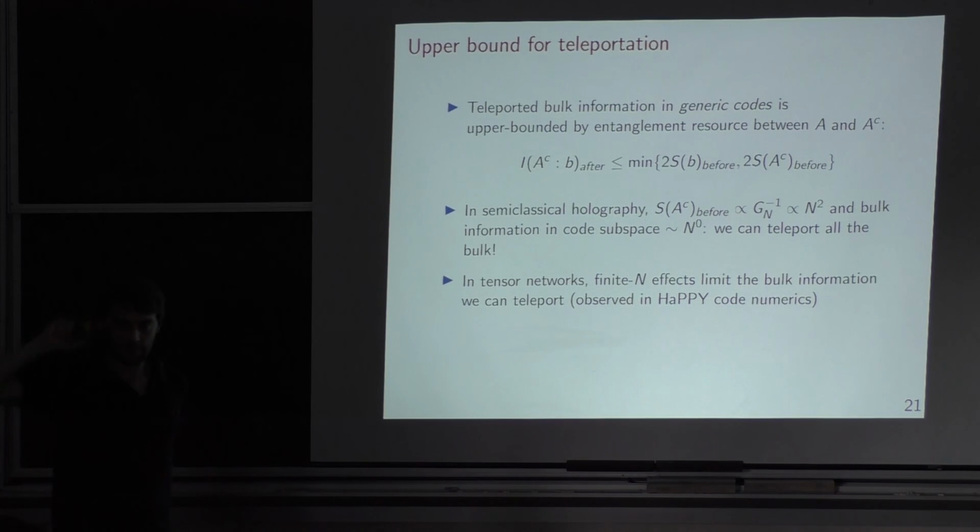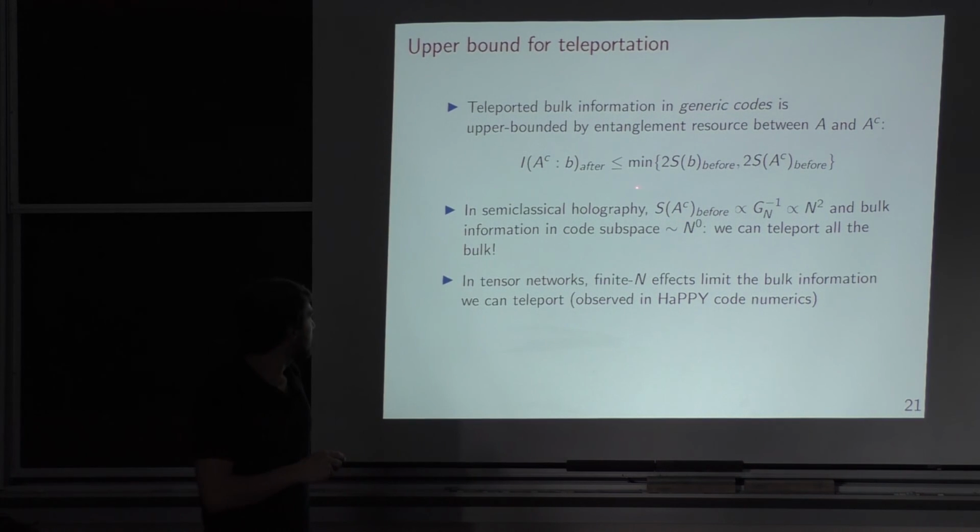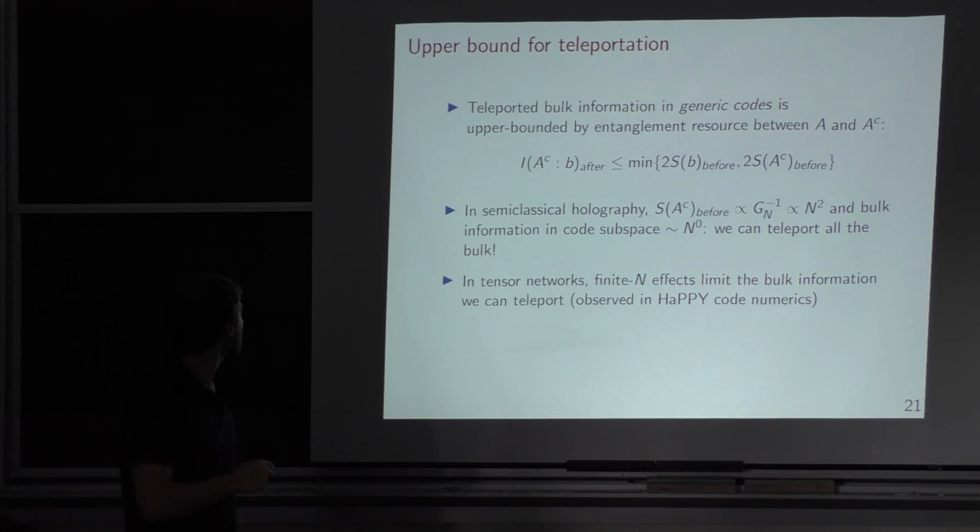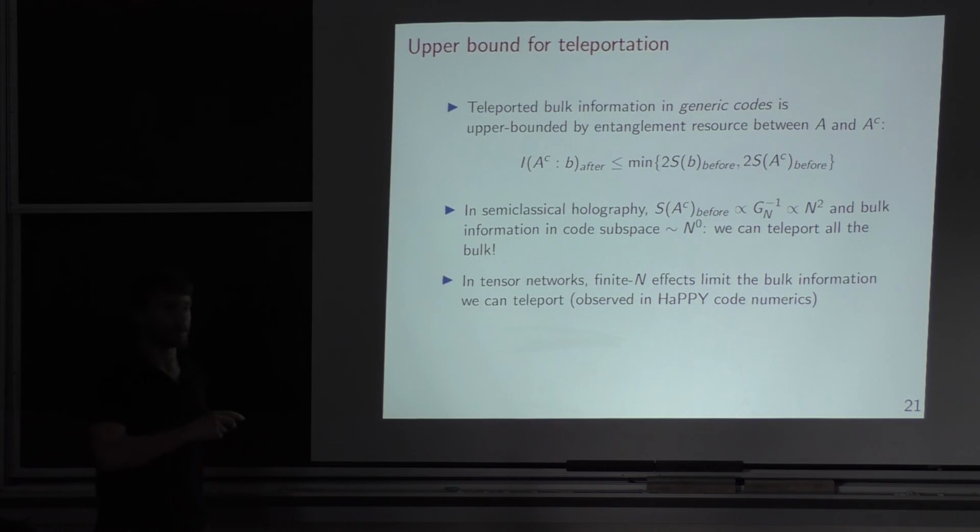But this inequality, should that be a max instead? You're worried that S_AC doesn't scale with n. Yeah. But it means that the mutual information, like if this term is large, then what you can teleport is essentially bounded by the information that you have in the bulk. While if this S_AC is smaller than this, it means that you cannot teleport all this information because you are limited by the amount of entanglement resource.